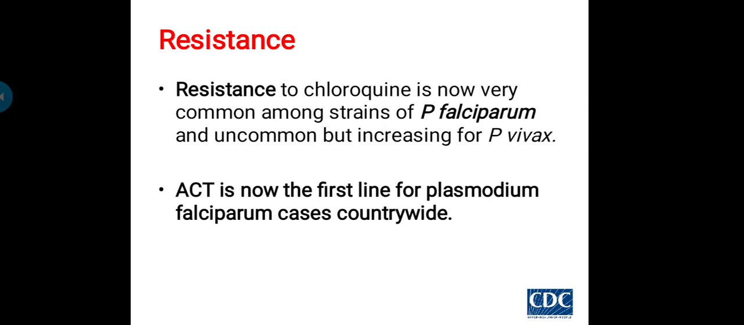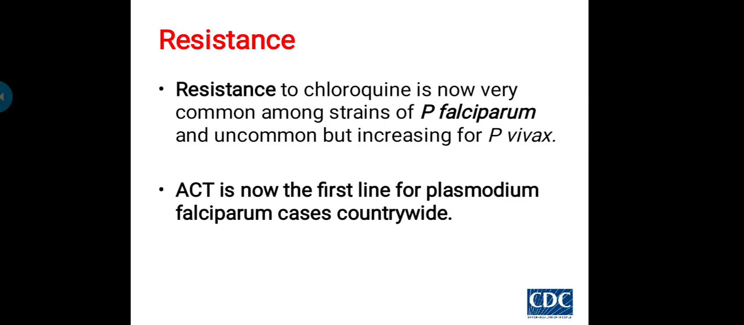So resistance to chloroquine is now very common among the strains of Plasmodium falciparum and uncommon but increasing for Plasmodium vivax. So falciparum is commonly resistant to chloroquine, but vivax is not so common, but it is now showing resistance in some areas. So that's why where chloroquine resistance is there, we have to use ACT, that means artemisinin based combination therapy, which is now the first line treatment for Plasmodium falciparum.